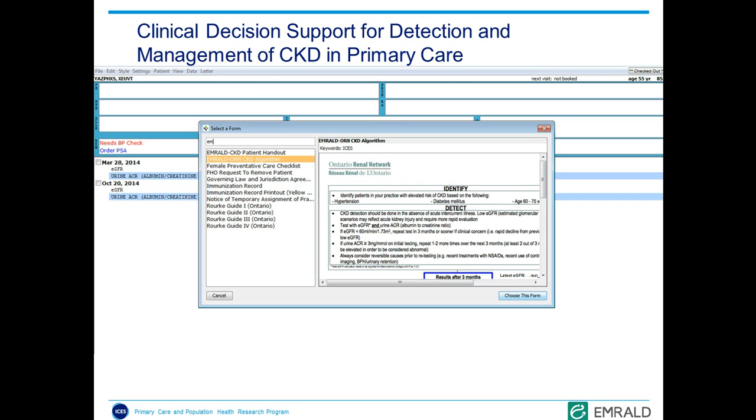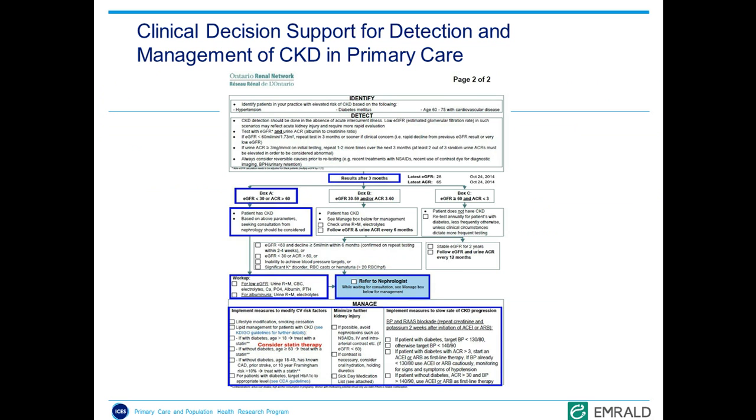Once you are in the patient chart, you just pull up the custom form labeled EMRALD-ORN-CKD algorithm. Use of this algorithm is appropriate for patients in whom you have already detected CKD. Therefore, this assumes that the patient has had at least 2 abnormal readings over at least a 3-month period. Who you should screen for CKD and diagnostic criteria over here are provided at the top of the form.